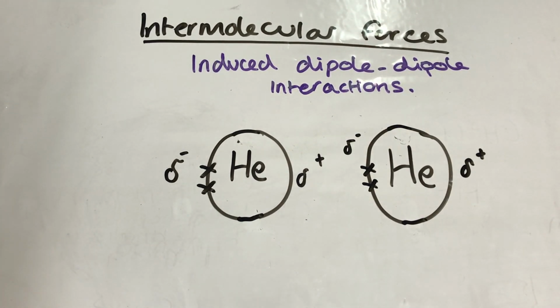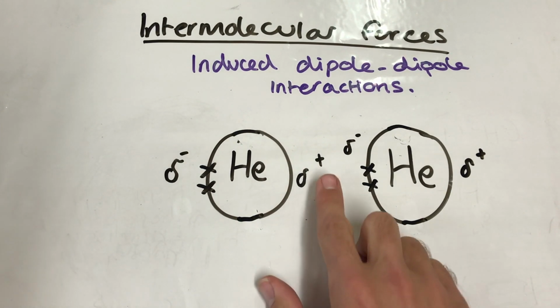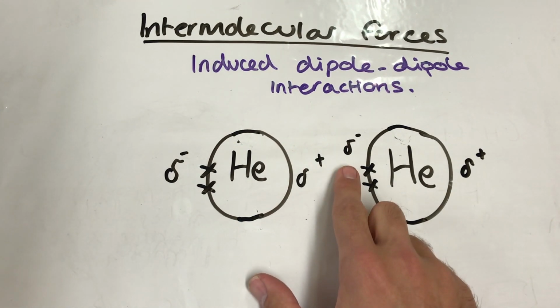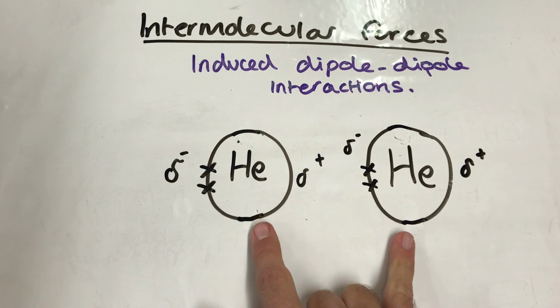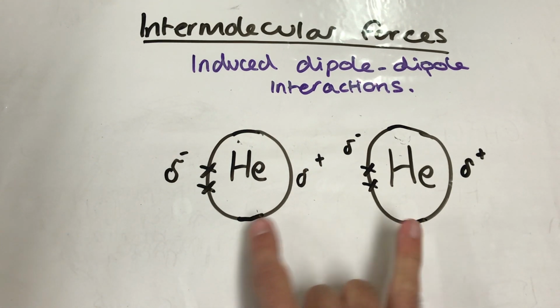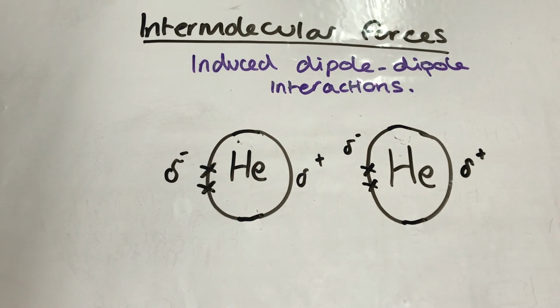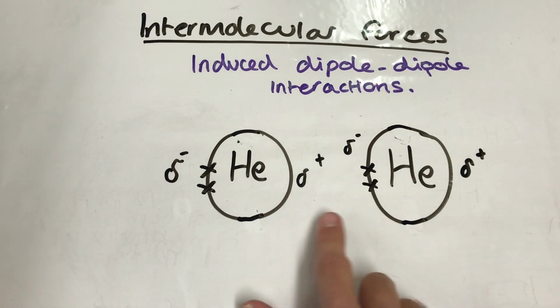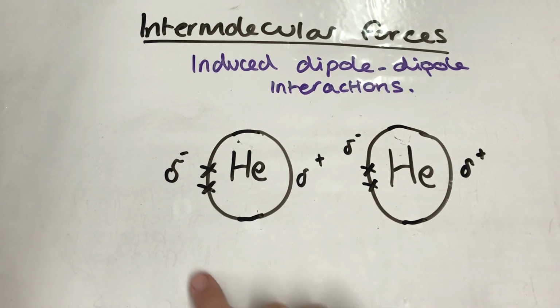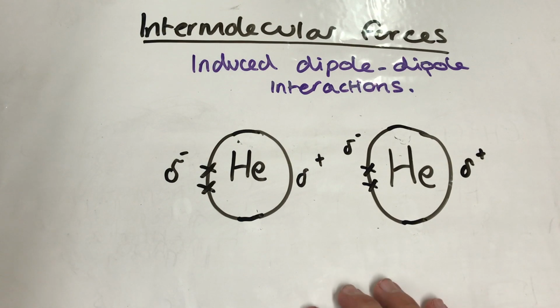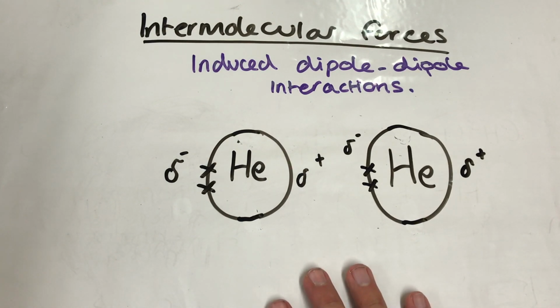You then have an attraction between these two helium atoms because we've got the delta positive this side, the delta negative this side. So we've got opposite charges on our helium atoms because the electrons are now unevenly distributed. So there's now an attraction between these heliums. Now this happens throughout the collection of atoms within the gas.